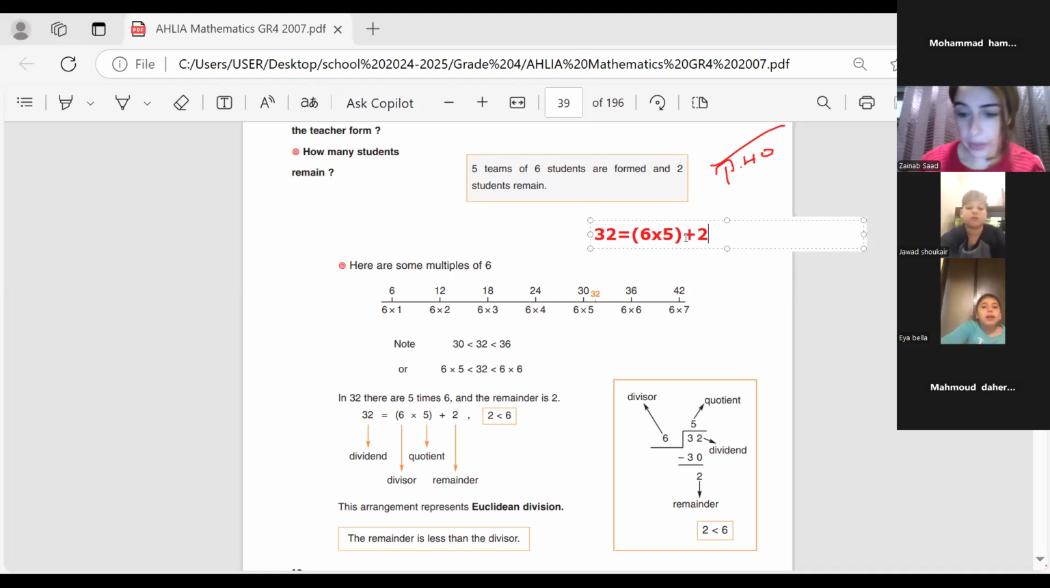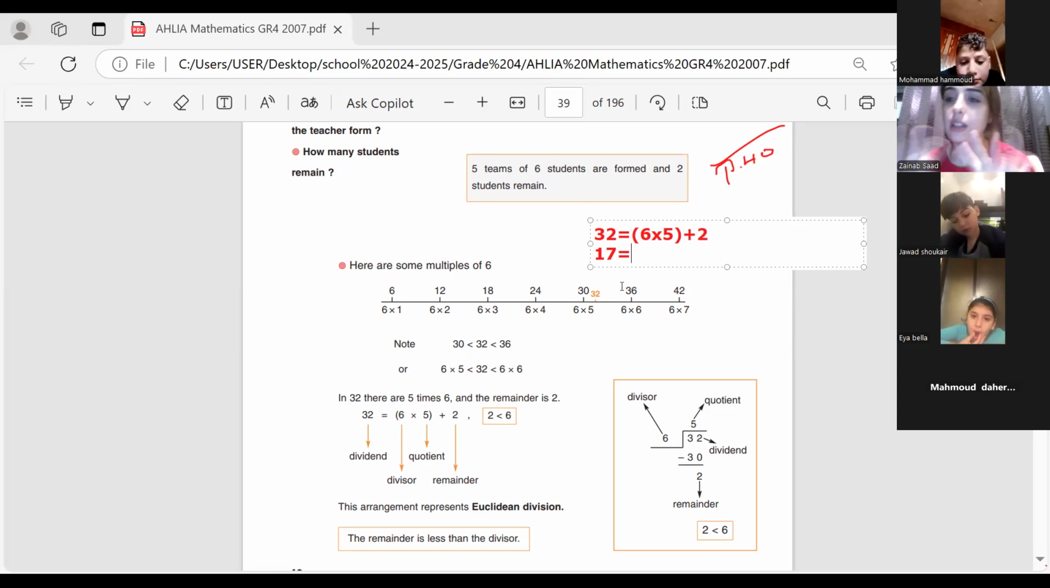Another example. If you have the number 17, and you need to do it in the multiplication table of 4. Bella, you're going to answer me. Is 17 a multiple of 4? Can you find it in the multiplication table of 4?